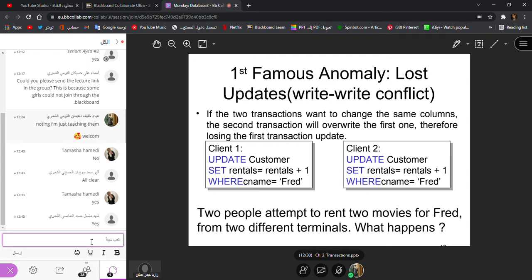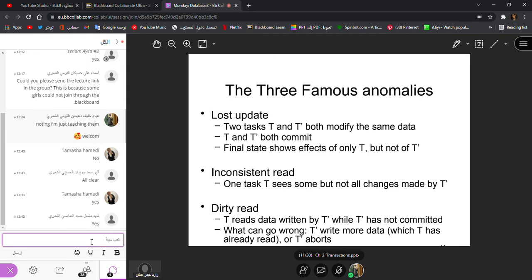And it happened because of a write conflict, because both transactions are trying to write on the same data element at the same time. If two transactions want to change the same columns or data elements, the second transaction will override the first one, therefore losing the first transaction's update. Okay, this is the lost update.